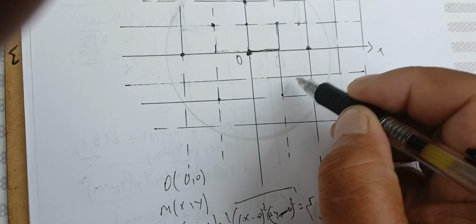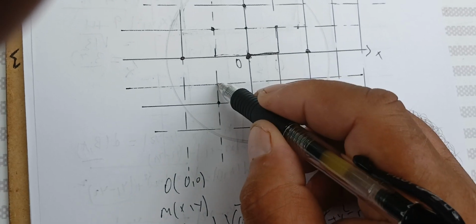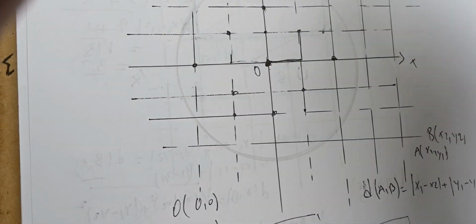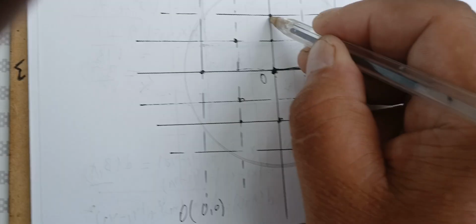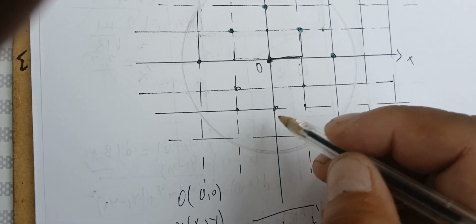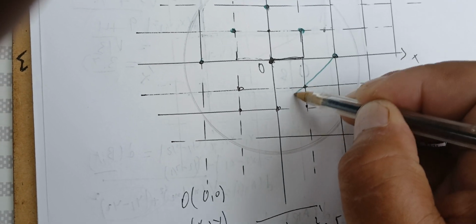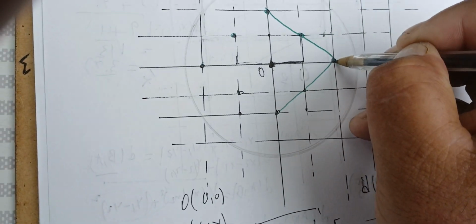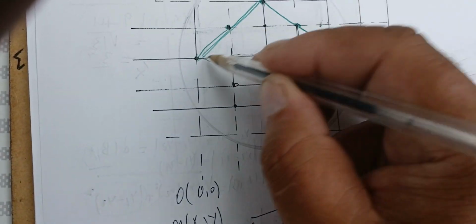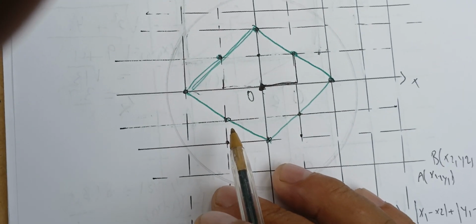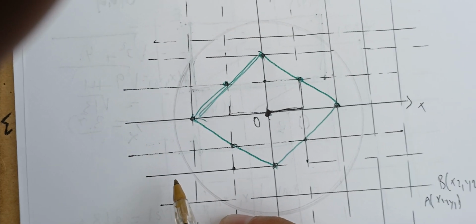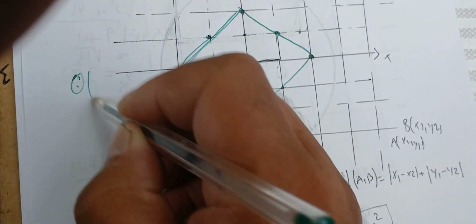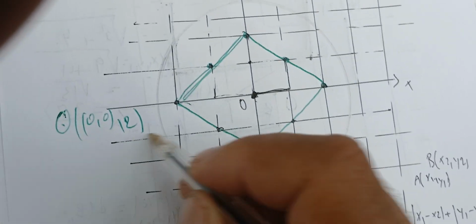So here I see this point here, and this point here, this point here. Let me make them in a different color so we can see them. So the points in this circle, you see them here in green. By the end I will have something like this. So this is the circle having center 0, 0 and radius 2 in taxicab geometry.